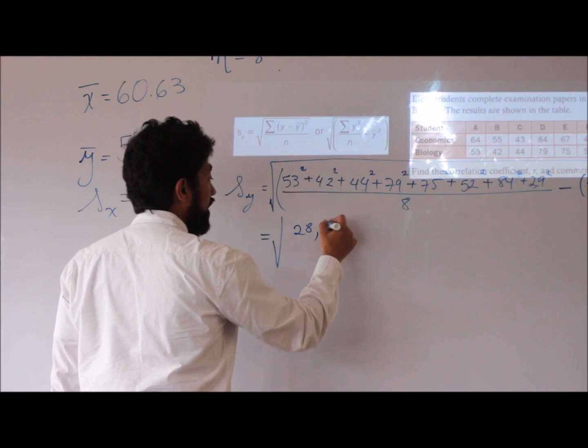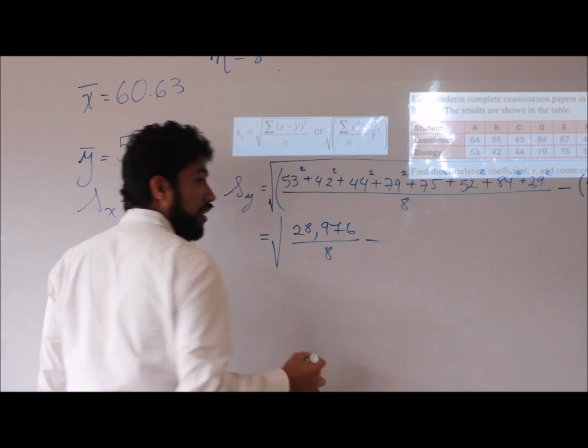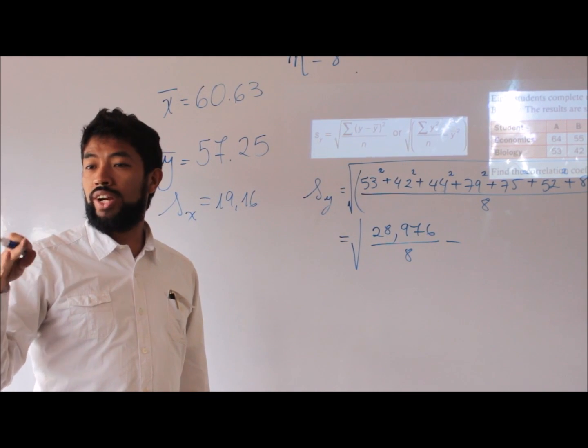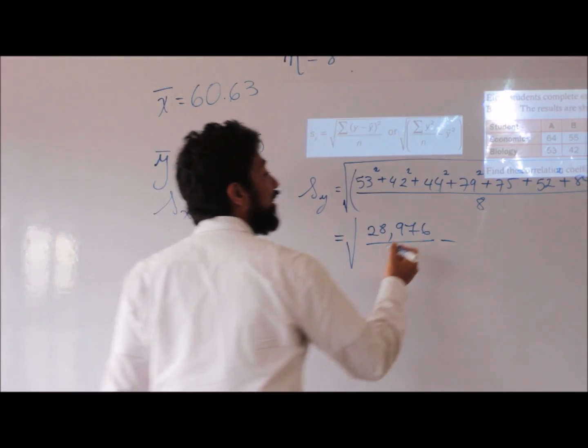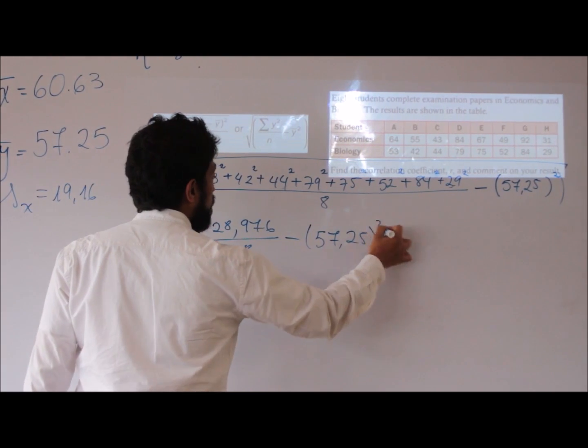20,976. Now you understand why those third, fourth, fifth grade lessons about reading numbers were useful? 5725 squared.